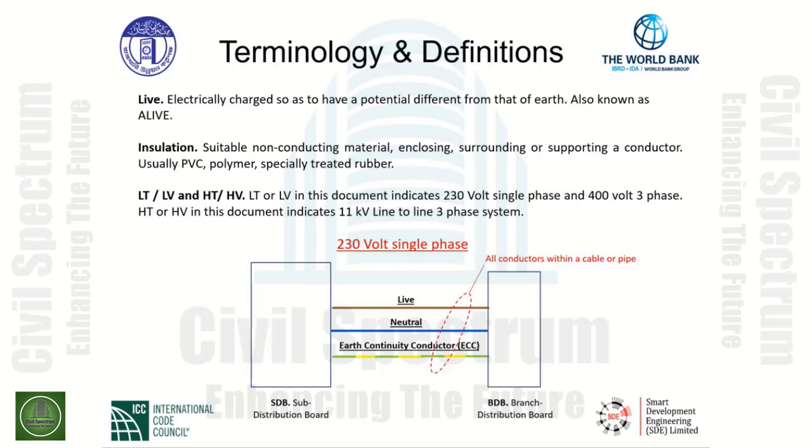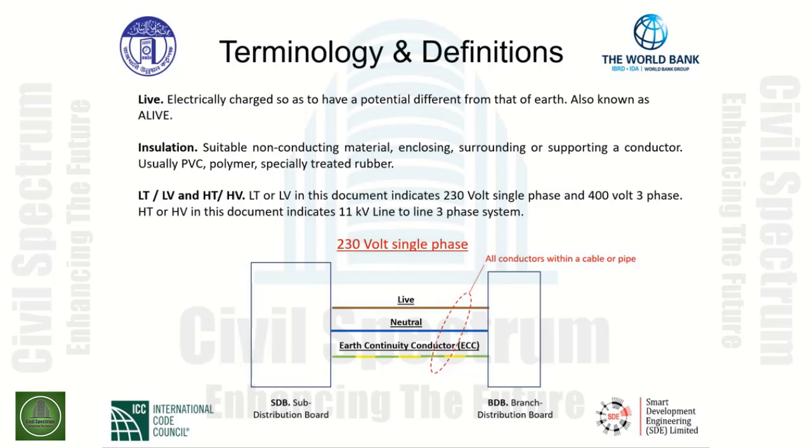Insulation is defined as suitable non-conducting material enclosing, surrounding, or supporting a conductor. Usually PVC, polymer, and specially treated rubber are certain types of insulation that we find on our conductors in the electrical industry.